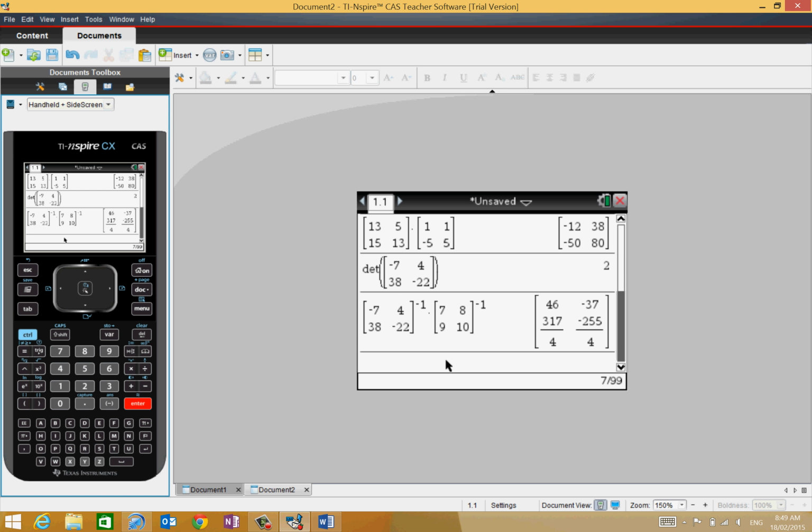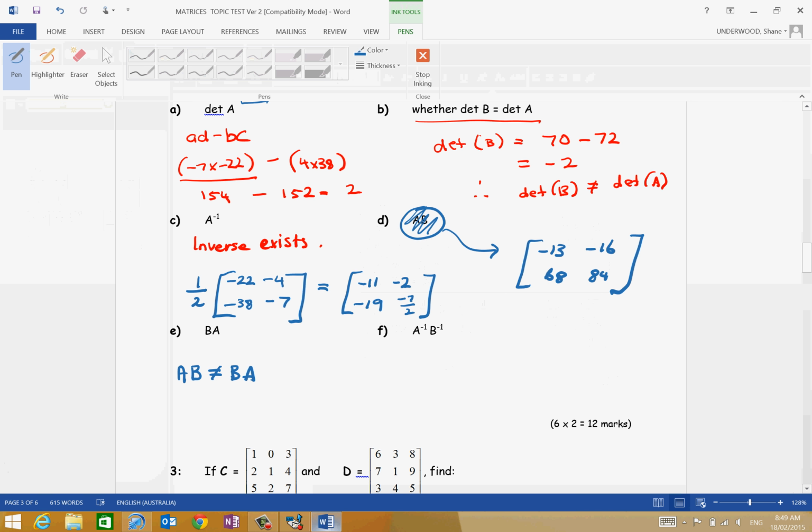and you should have got that. You might have it in decimal form as well, but fractions is fine. Let's say we want exact values. We don't want big decimals. Okay, so far so good, hopefully.